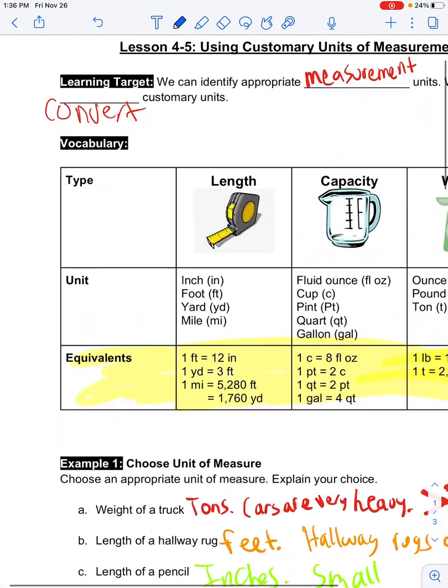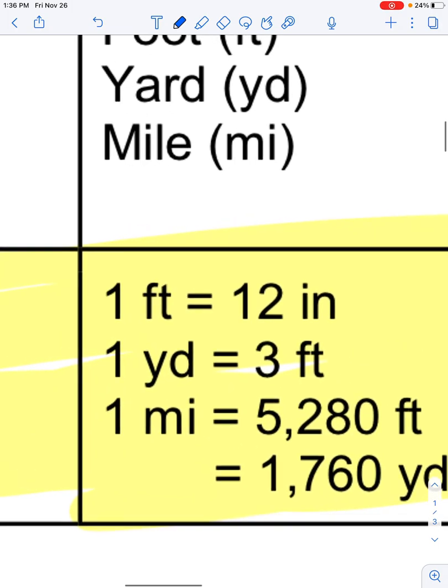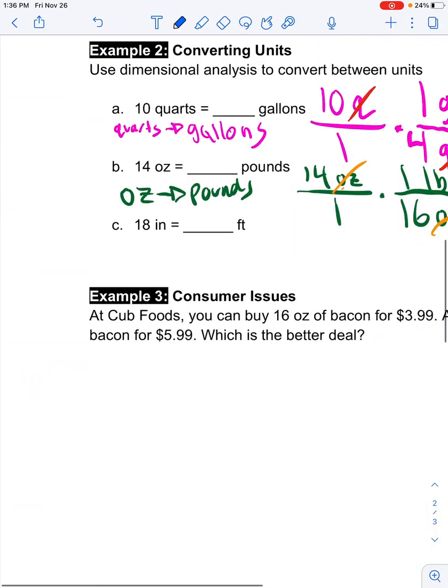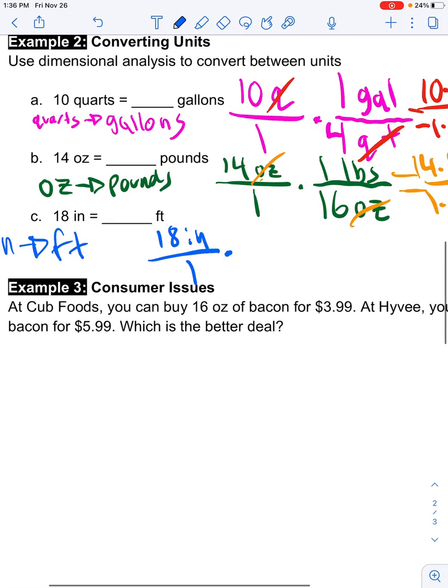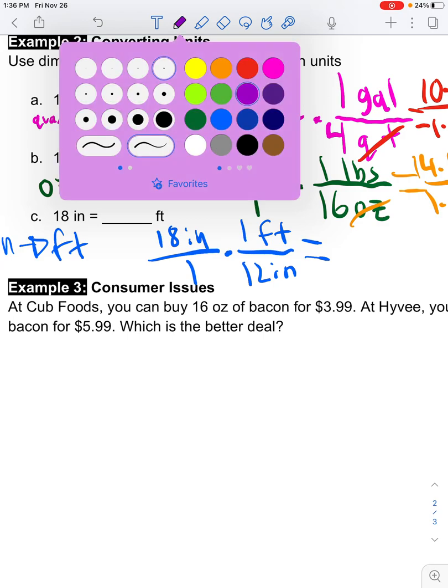Last conversion example, we've got inches converting to feet. So again, 1 foot equals 12 inches, so that's going to be useful. So I'm going to start with inches and I'm going to go to feet. So I'm going to start with 18 inches over 1 multiplied by, let's see here, 12 inches on the bottom is the same thing as 1 foot.